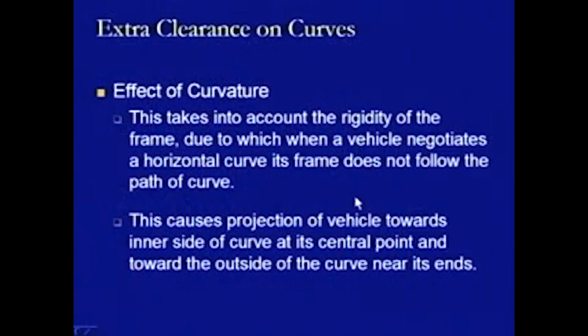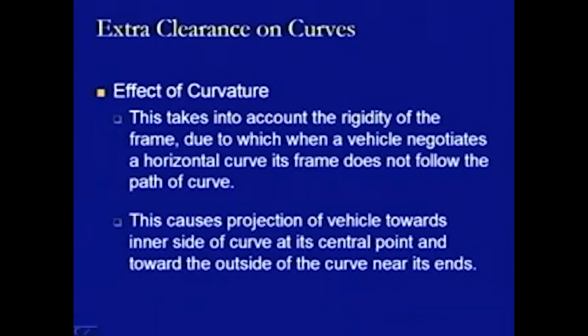So, therefore, there is a mismatch. In this condition, because of the rigidity of the frame, when the vehicle negotiates a horizontal curve, its frame does not follow the path of the curve. This causes projection of the vehicle towards the inner side of the curve at its central portion, and towards the outside of the curve near its ends. This is one other thing which is happening in the case of curvature, that is, a combined effect of curvature with the rigid wheelbase.